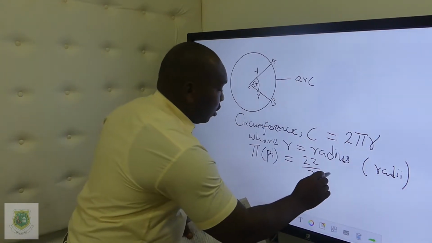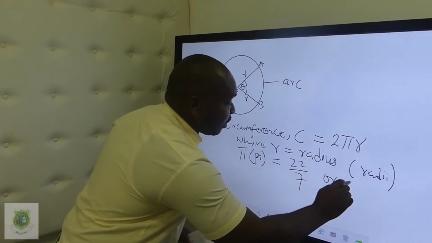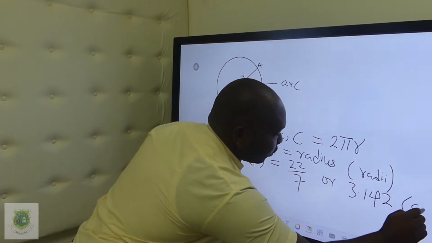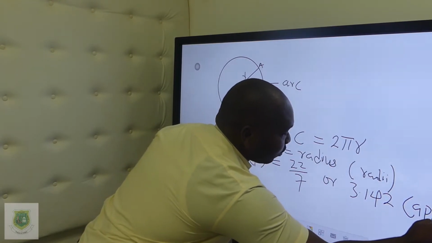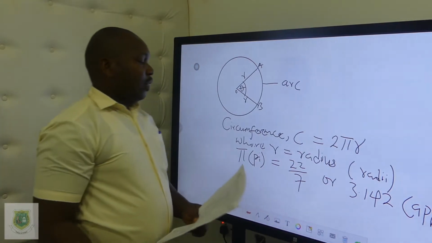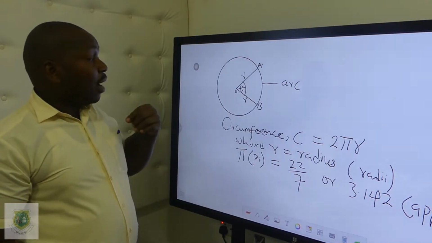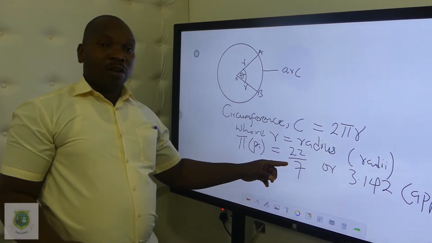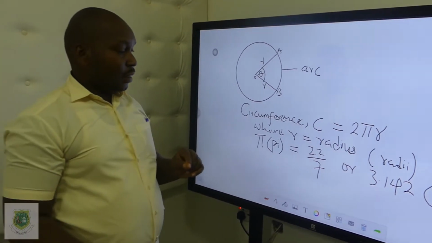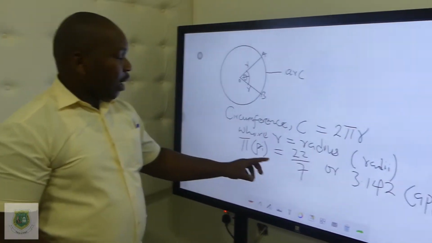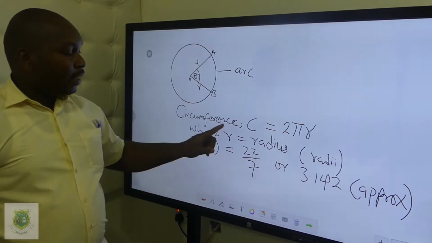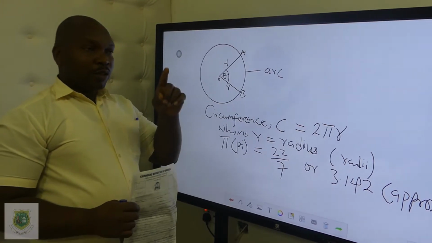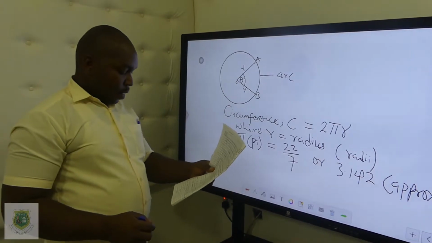Or you can have the value in decimal as 3.142 approximately. That is the value of pi in decimal. So in our calculation, you will be making use of 22/7, except you are told otherwise. In our calculation, the value of pi is 22/7. Are you there? Okay.